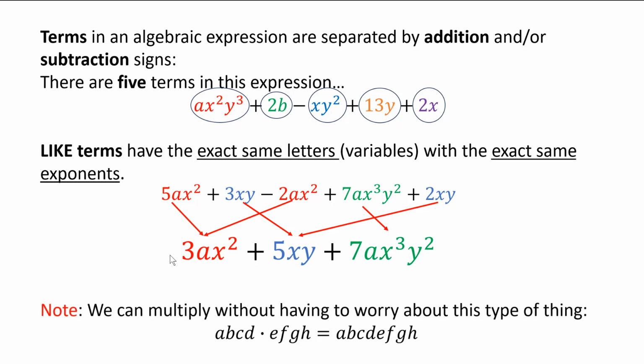Note, you can multiply without having to worry about this kind of thing. ABCD times EFGH is just ABCDEFGH. It is easy to multiply variables. Adding is hard because you have to look for like terms. You can only add like terms.